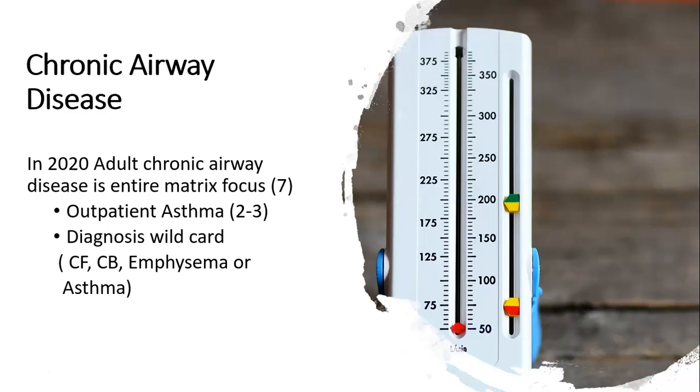Chronic airway disease is what I was talking about at the beginning, is an entire matrix focused, and it is 7. Outpatient asthma is definitely on there, and there are a couple of those, and that's in addition to the pediatric asthma. And then that diagnosis wild card, and this is where it could be an additional asthma, it could be additional COPD, or it could be CF. And that's all under the diagnosis. So they're going to give the student the symptoms of the patient, and they need to figure out what it is.